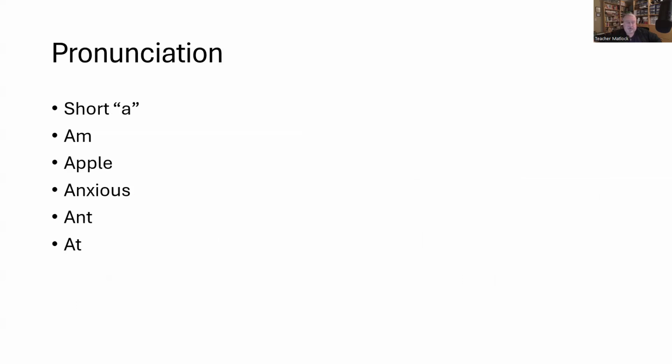Now let's talk about some pronunciation. We'll go first through the vowel sounds of English, starting with the short A sound. The short A is heard in words like apple, am, anxious, ant, or at.